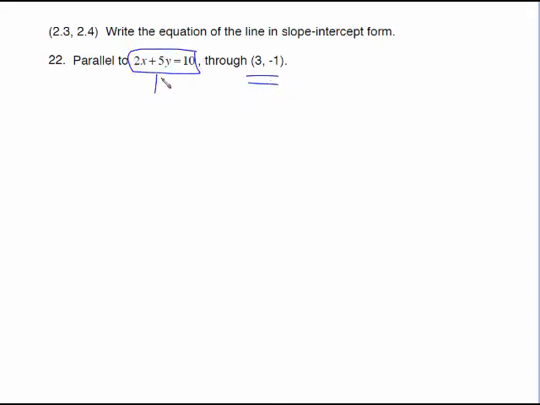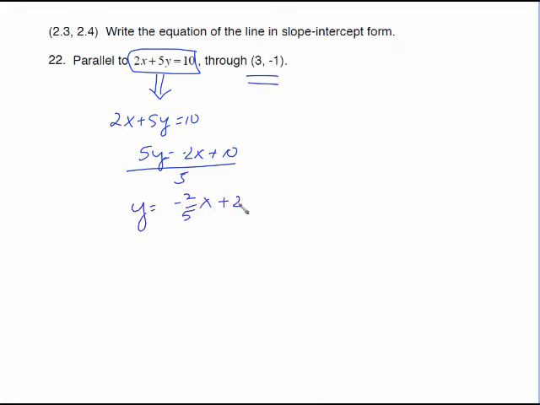The reason they give you this equation is so that you can pull the slope out of there. So to get the slope out of here, we need to rewrite this equation for y. So subtract 2x from both sides, and then divide by 5, which gives us y equals negative 2/5 x plus 2. Now this 2 right here doesn't matter. This is the old y-intercept. The only reason we are doing this is so that we can get the slope. So the slope of the original line was negative 2/5.